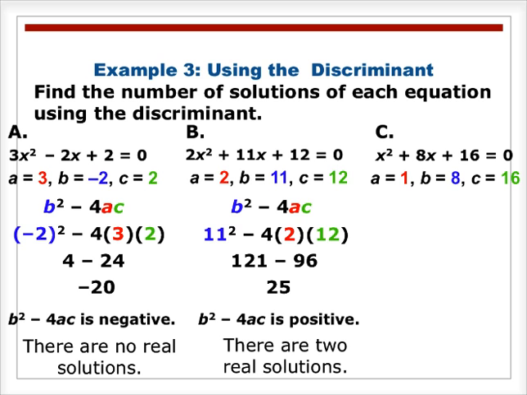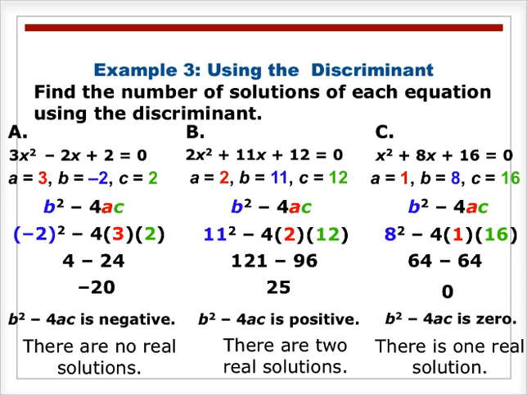A is 1, B is 8, C is 16. You use the discriminant, b squared minus 4ac, substitute the values, and 64 minus 64 gives us a value of 0. Because the square root of 0 is 0, there's only one real solution. So we can use not only the discriminant but the quadratic formula to give us information. It is really important to use the discriminant before you continue to solve anything else, because if there's no solution, you don't have to do the rest of the problem.